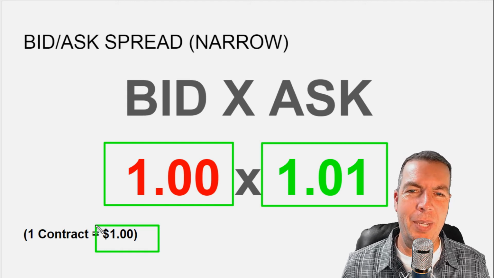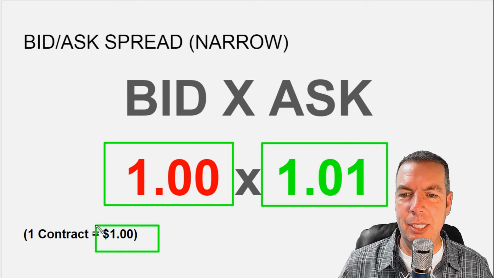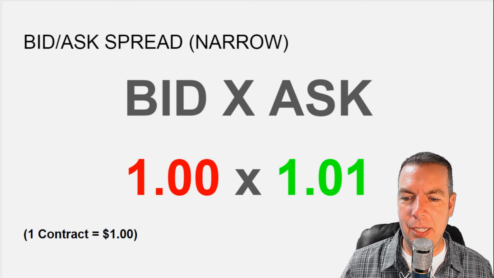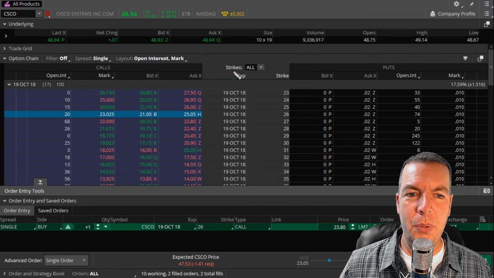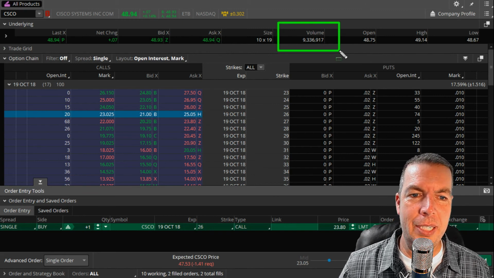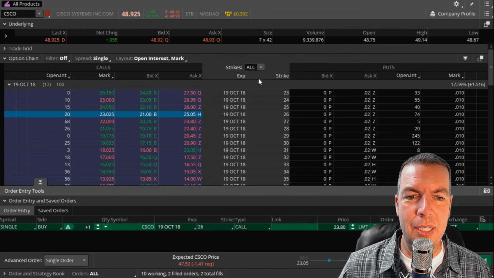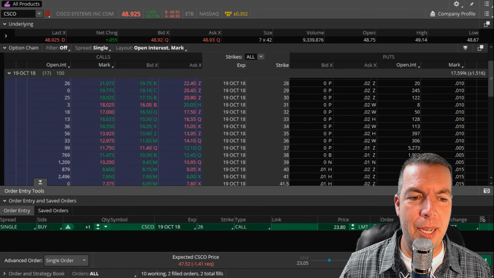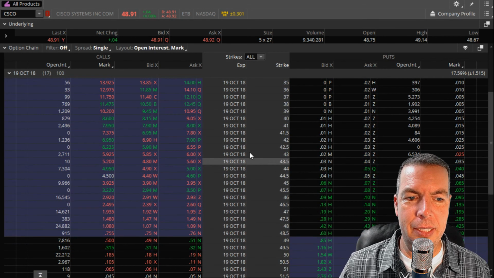So let's take a look at some actual examples in the marketplace, looking at some options chains. And I wanted to show you guys an options chain of Cisco. Now Cisco is a pretty well known company. It does trade a lot of shares. You can see that we've traded 9 million shares on Cisco already. And when we look at the options chain, you can see that we have quite a bit of open interest here in these different option strike prices.